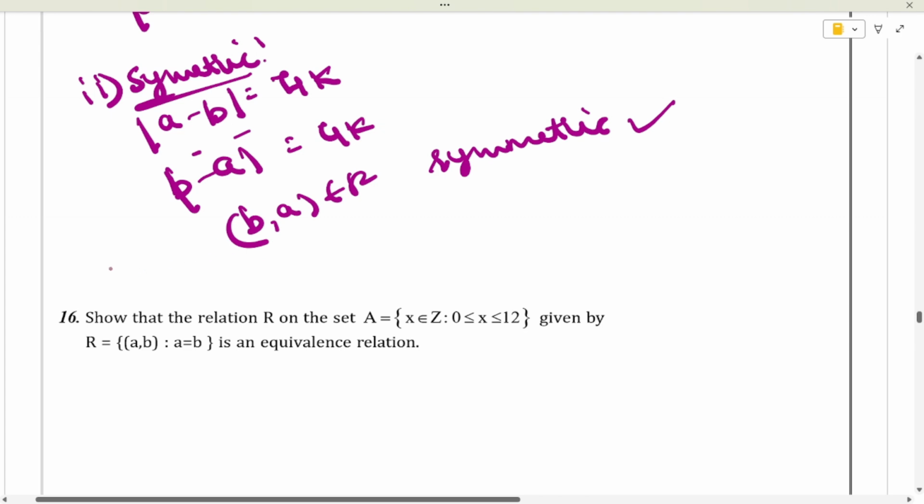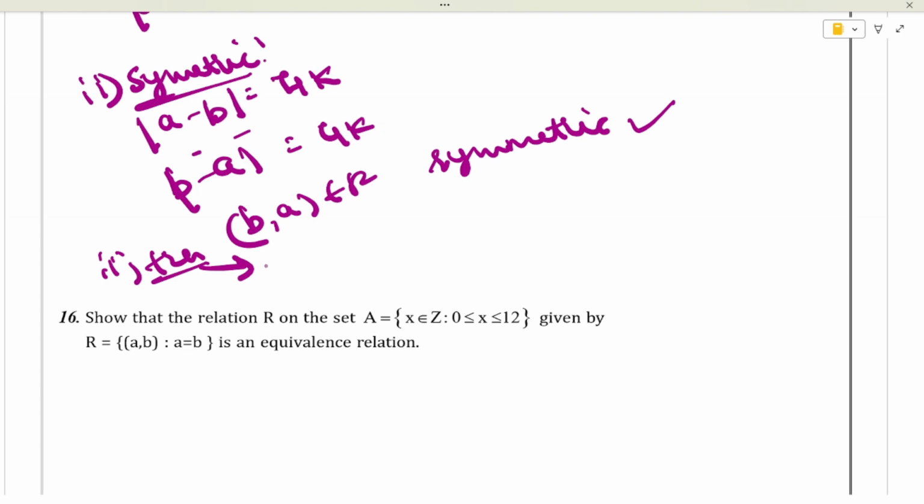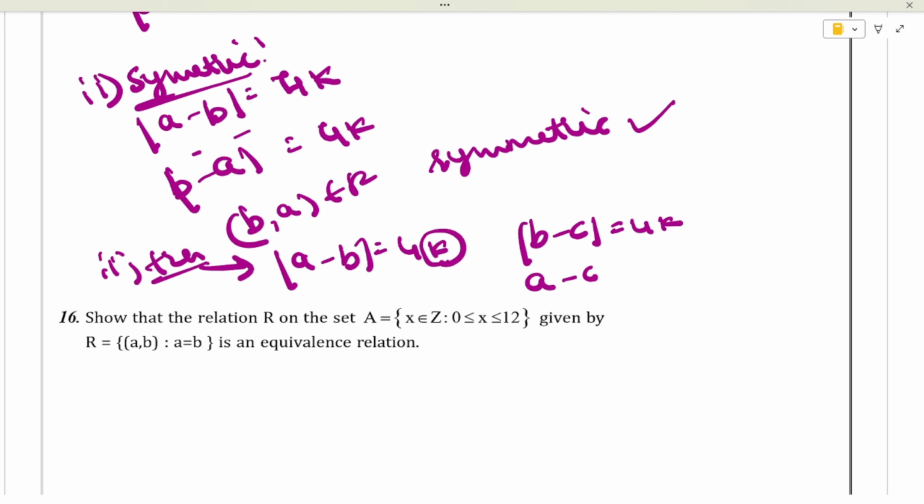Let's check the condition for transitive. For transitive also, you consider a minus b is equal to some 4k. That means a multiple of 4, right? Here it can be 0, 1, 2, 3 or anything. Now b minus c will also be equal to 4k. That means a minus c will also be equal to 4k. That means transitive is also agreed. It is an equivalence relation.